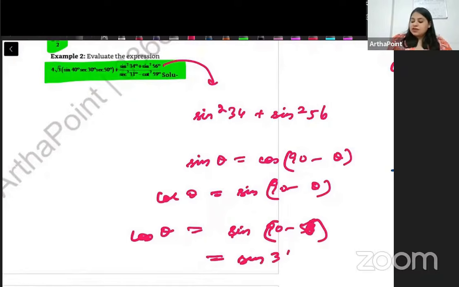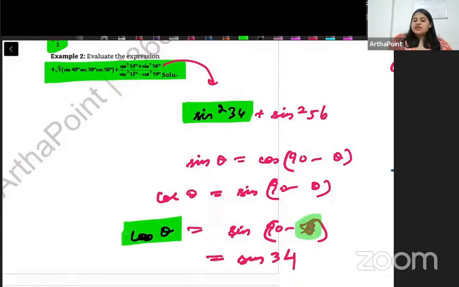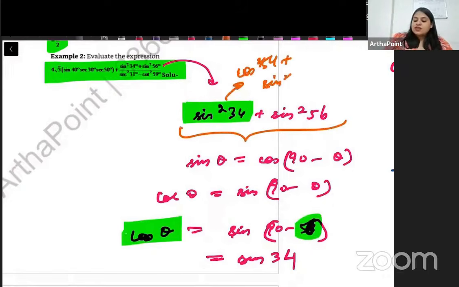So sine 34, right? So I can at any point say that sine square 34 की जगह पे I can go ahead and write cos square 56. So if I go ahead and solve this, this will be cos square 56 plus sine square 56. That means it will be 1. So numerator will be 1. Are you getting it? I'm just using these same identities.